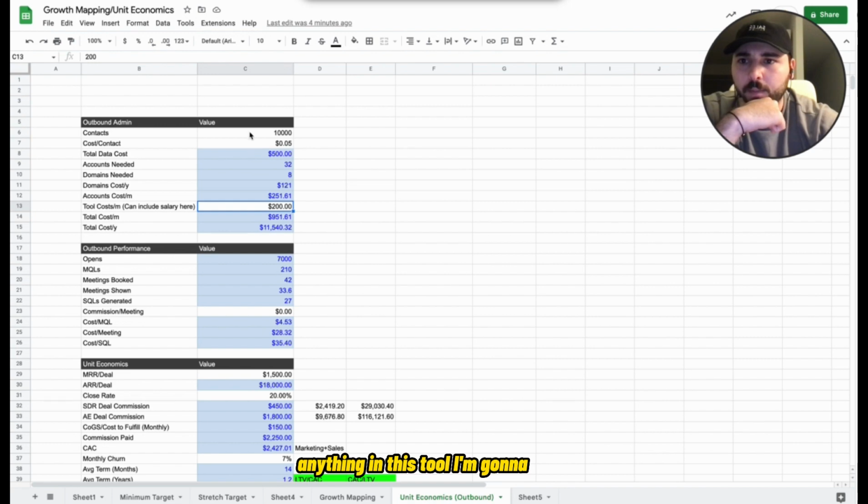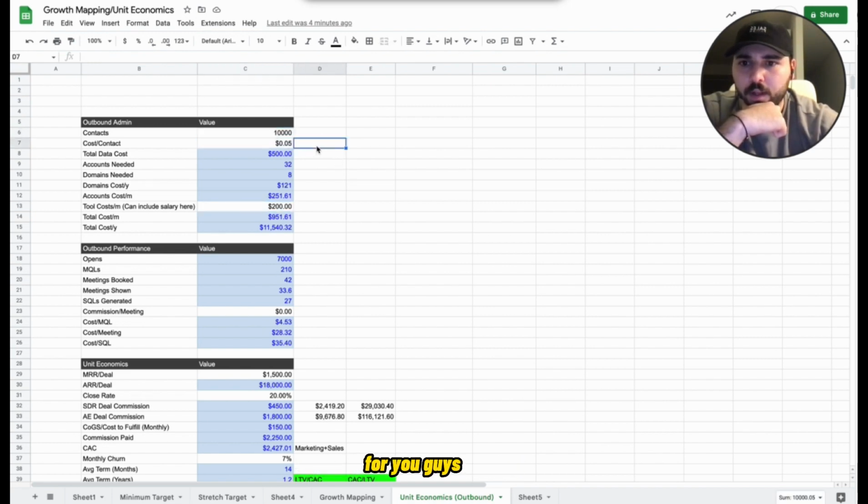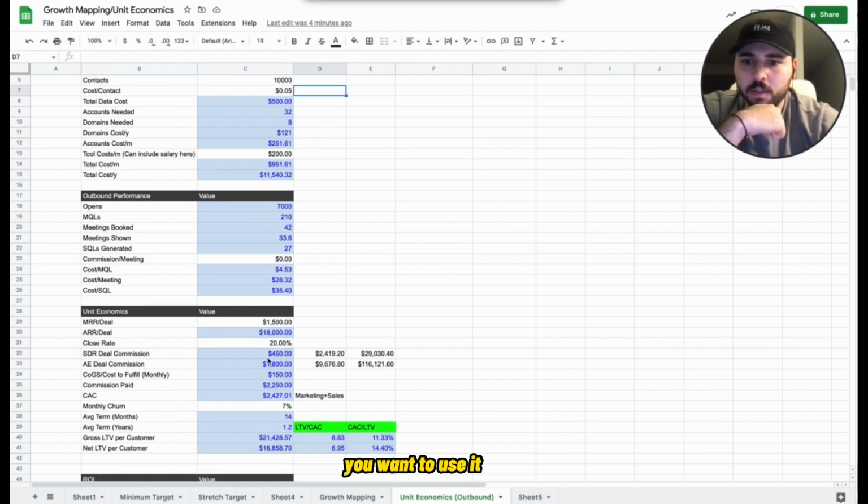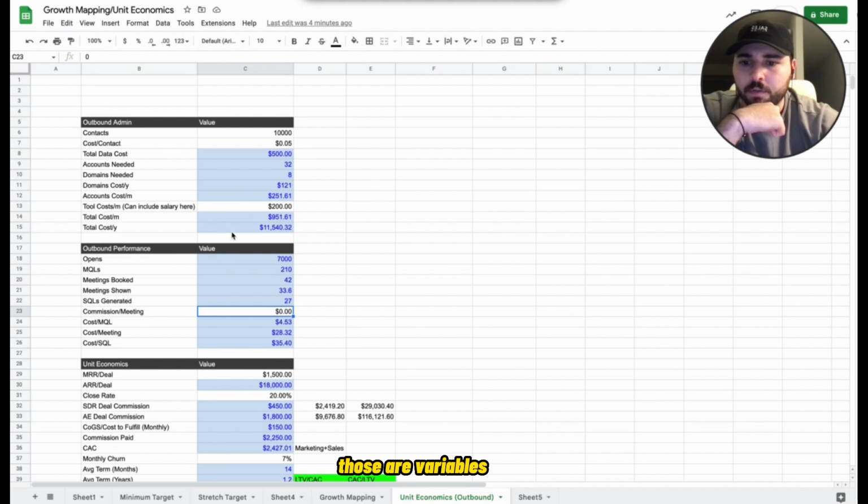Anything in this tool, I'm going to link out the actual tool at the bottom of this video in the description for you guys. And then if you want to use it, just make a copy. And anything that is not highlighted in blue, those are variables that you'll want to change. Everything else you can pretty much leave constant.